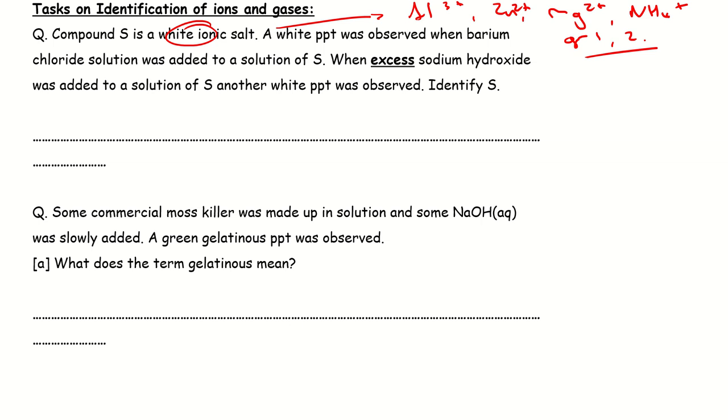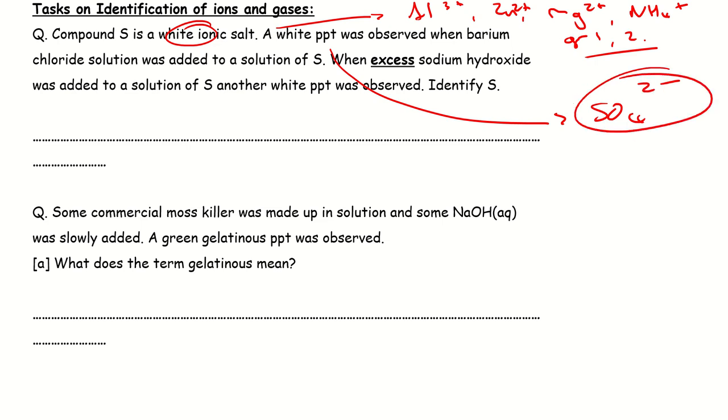We've got a white precipitate with barium chloride. As soon as you see a white precipitate with barium chloride, that white precipitate is barium sulfate, telling us that there were sulfate ions in whatever this white ionic solid was. And when excess sodium hydroxide was added to the solution, another white precipitate was observed. So we have excess sodium hydroxide, we've got a white precipitate.